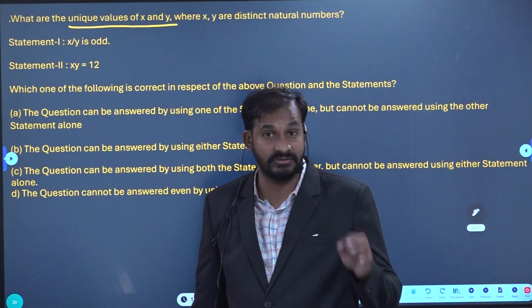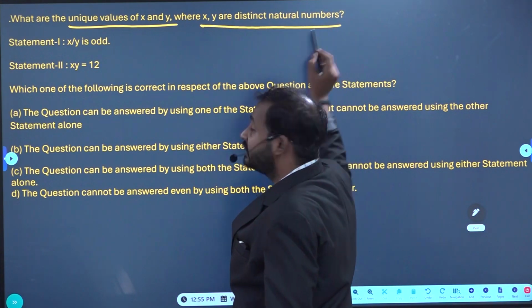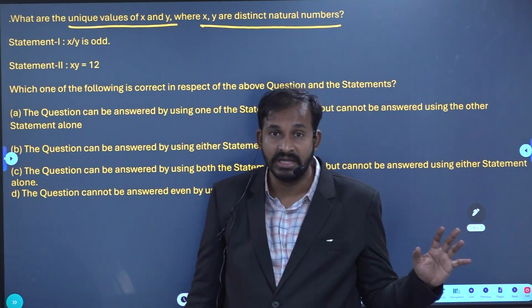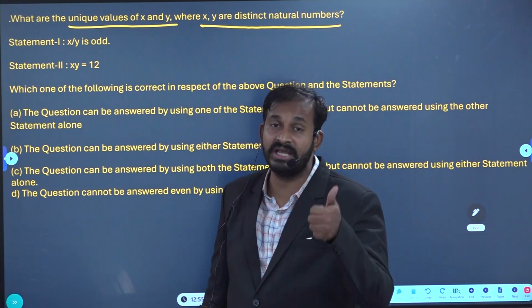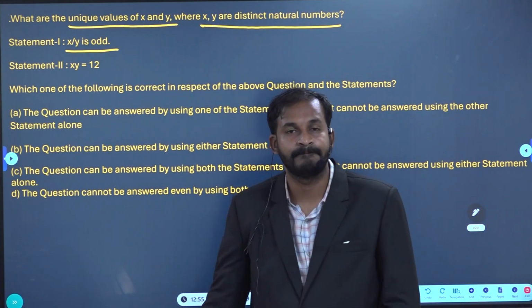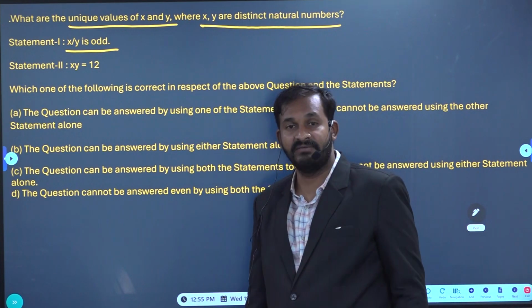That means X and Y, you should say exactly a unique value, where X, Y are distinct natural numbers. They are clearly mentioning that X and Y are not equal, and we should tell a unique value. Now, X by Y is odd. With this one statement, can we tell the answer?